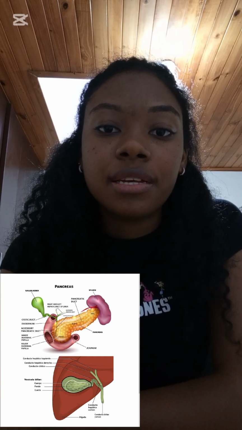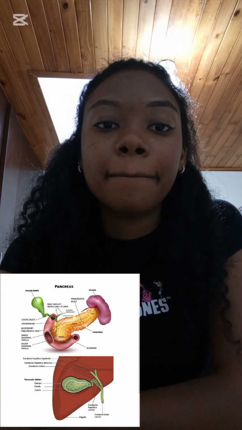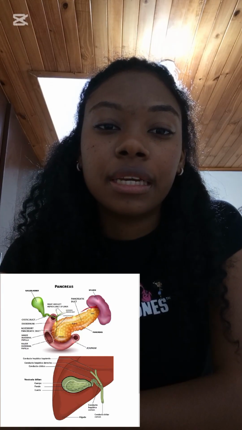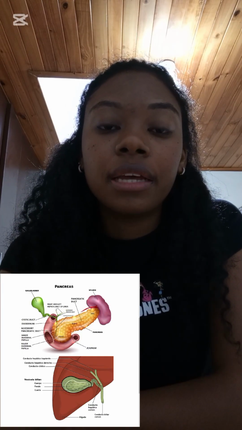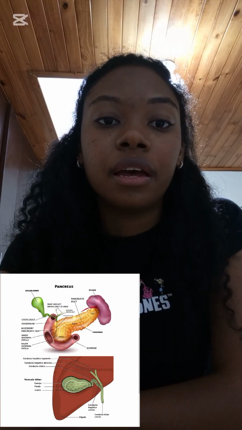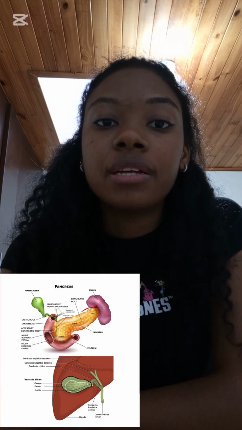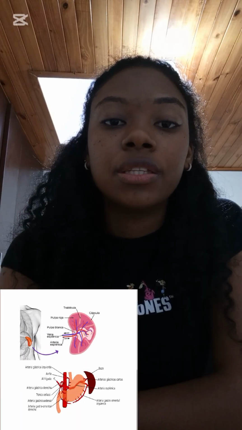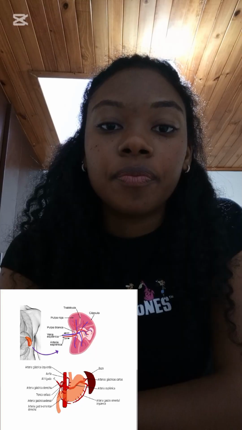Together, these organs and vessels form a highly interconnected system that ensures digestion, filtration, and metabolism within the abdominal cavity.